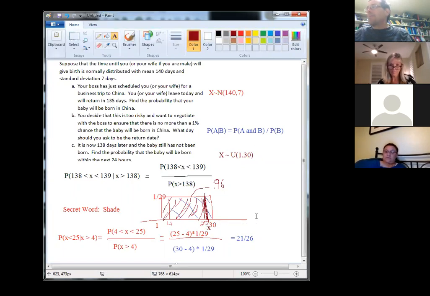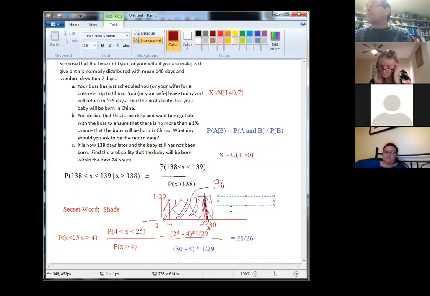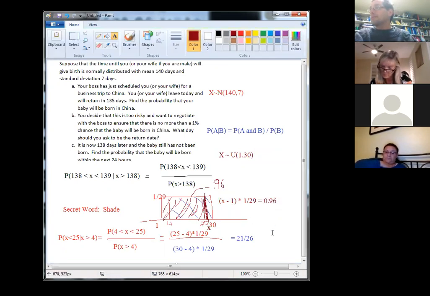Now we go ahead and do the area formula. The base is going to be x minus 1. Is that clear? The height is 1 over 29. And the area is 0.96. Any questions on that? No.